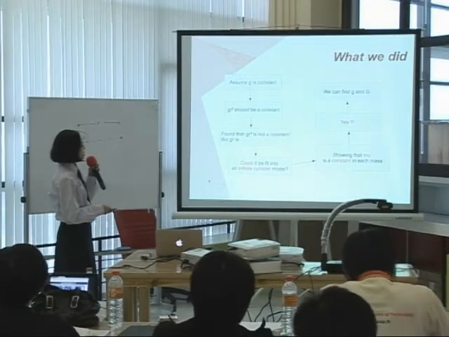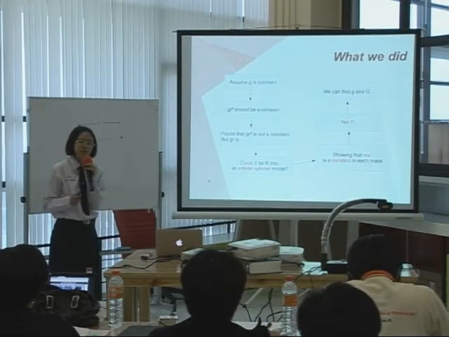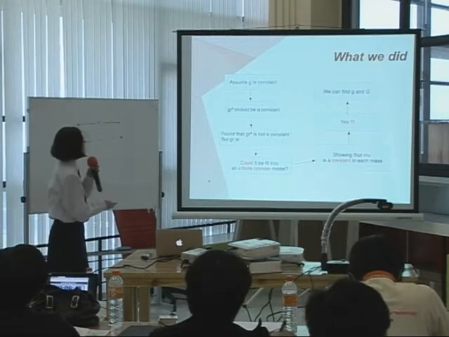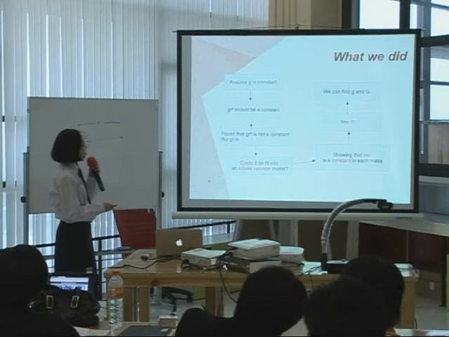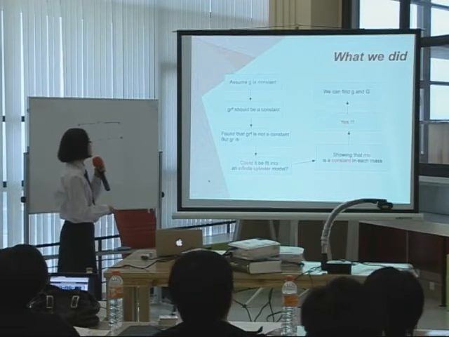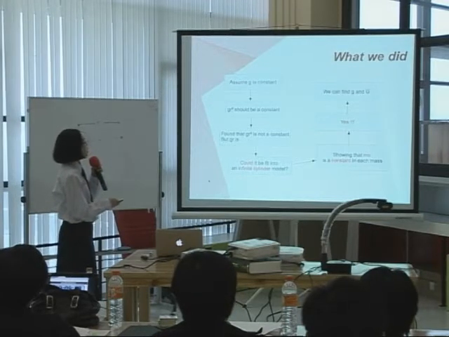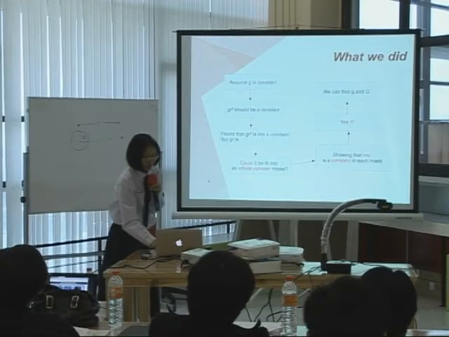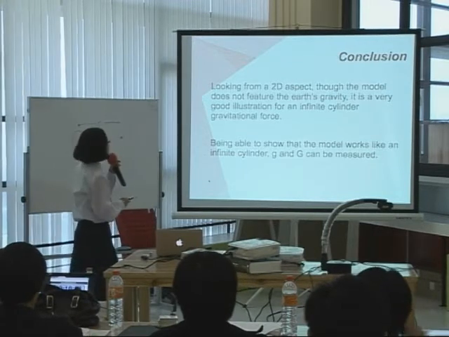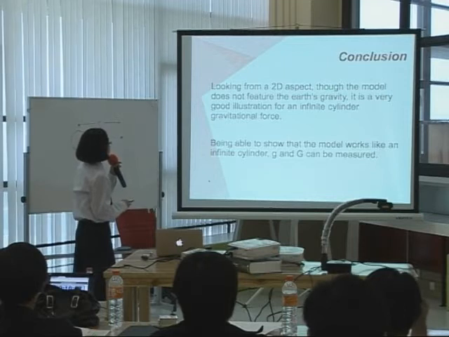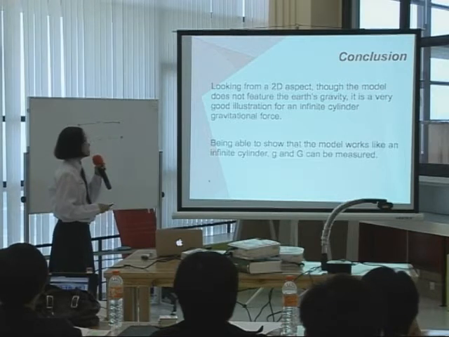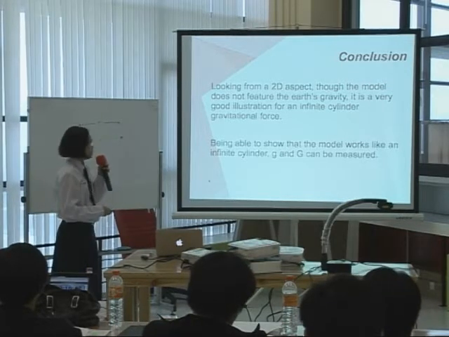And after showing that mu is a constant, you say, where's mu? Mu is solved from the equation of an infinite cylinder. So if mu is a constant, yes, it kind of shows that our modeling fits this equation. If we can find mu, we can find small g and big G. So my conclusion is, looking from a 2D aspect, from top view, the model doesn't feature the Earth's gravity, but it is a very good illustration for an infinite cylinder, and I'm able to find small g and big G.